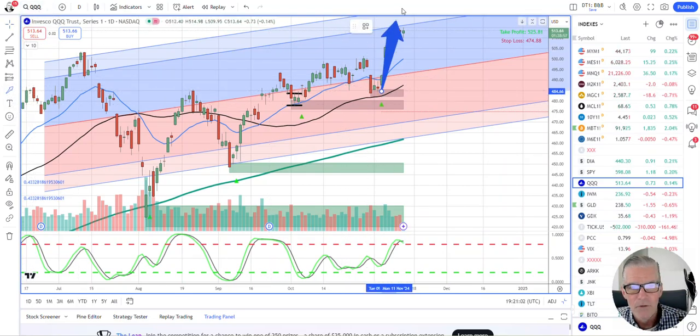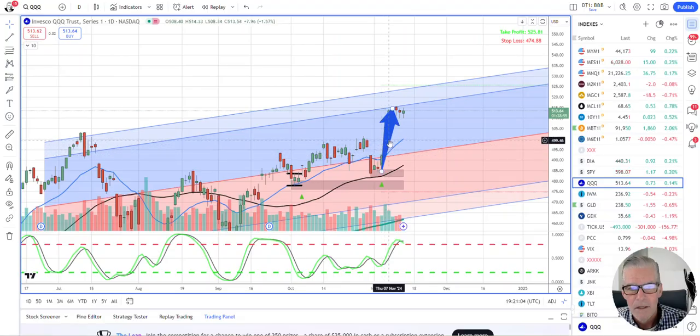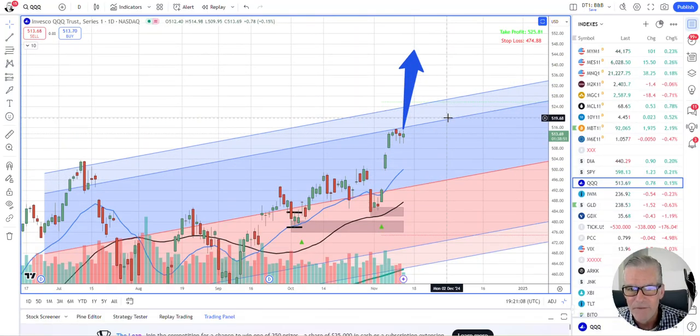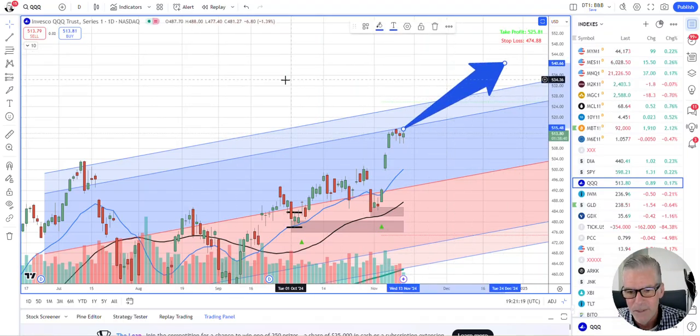Here's your move off the lows. Put that on top of the flag. And we're looking at about 545. Is it going to go straight up like that? No, not likely. It's more likely going to get dragged out probably through the first half of December.